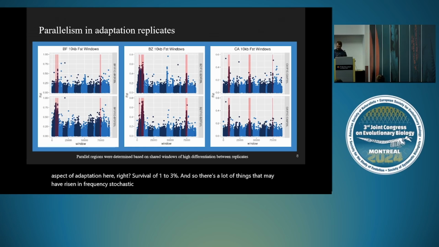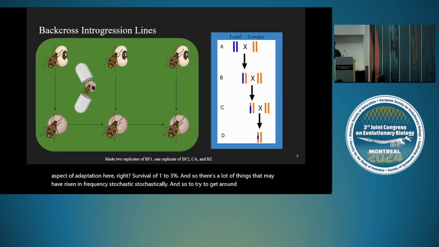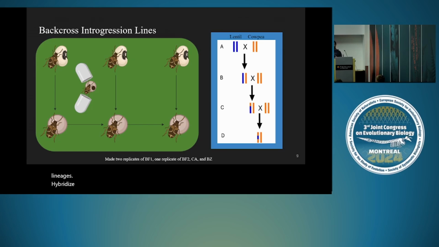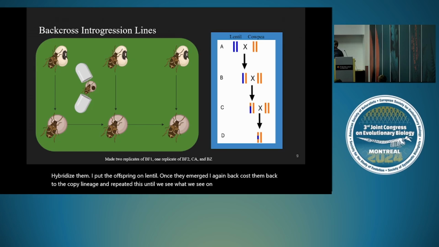To try to get around that, I created back-cross introgression lines. To create these, I took our lentil lineages and our cowpea lineages, I hybridized them, and I put the offspring on lentil. Once they emerged, I again back-crossed them to the cowpea lineage and repeated this until we see what we see on the right over here. The end result was a population whose genome most closely represents the cowpea lineage, except for regions that are required for survival on lentil.